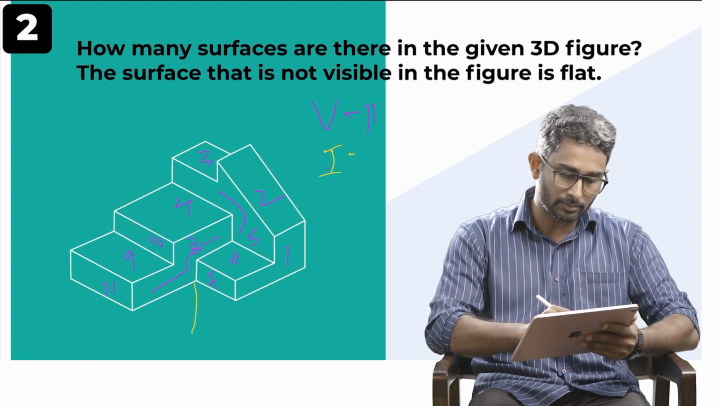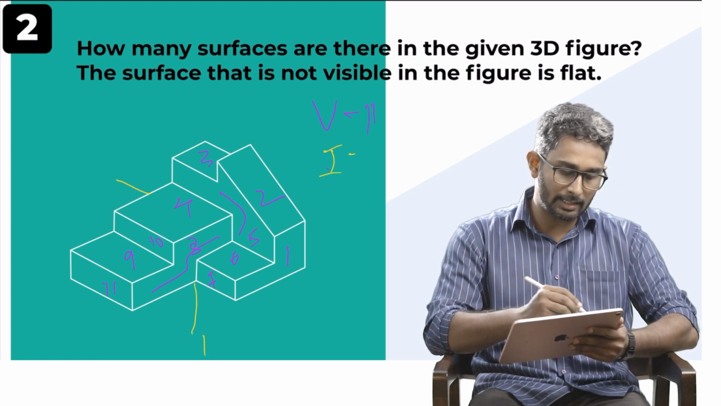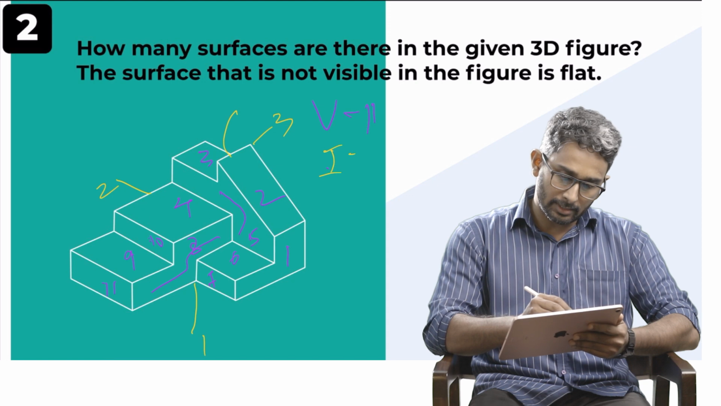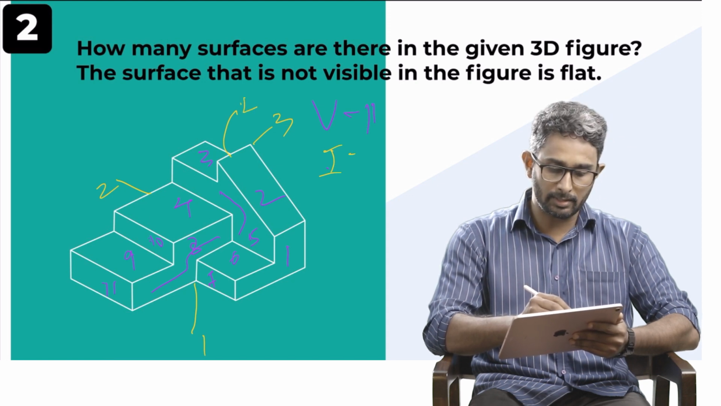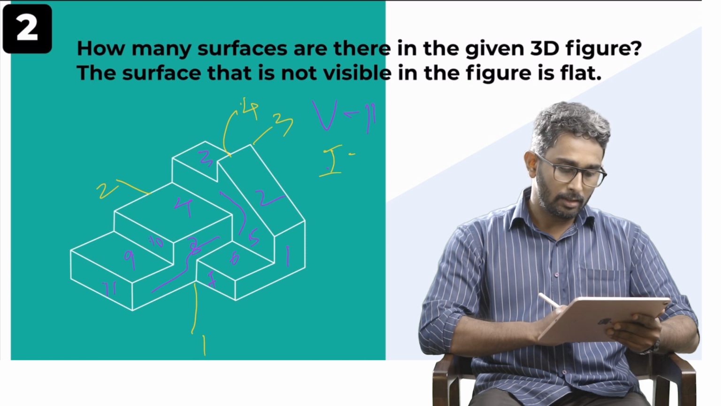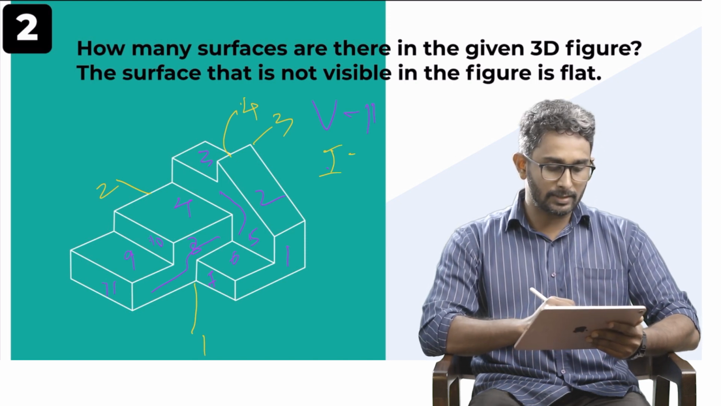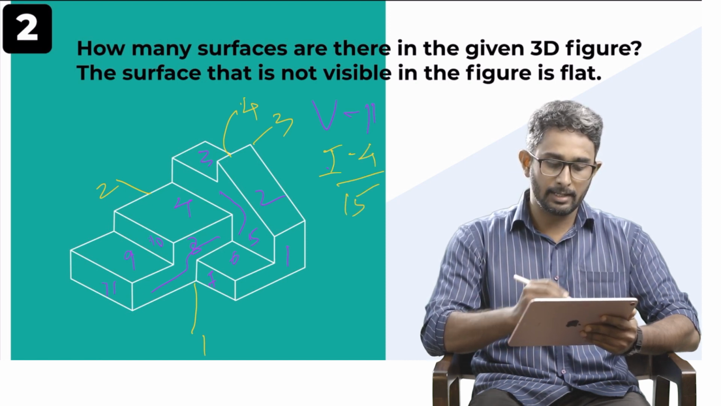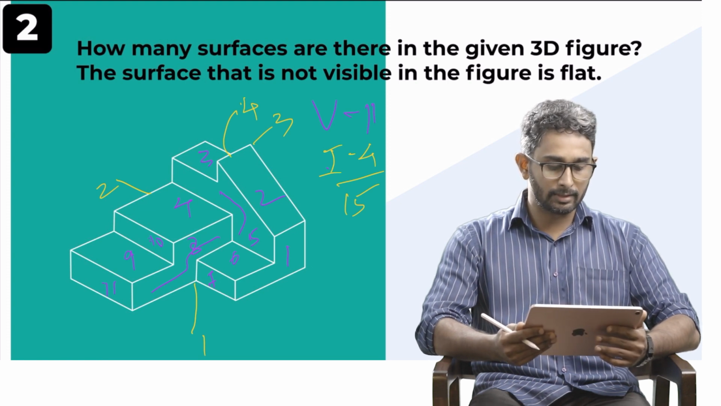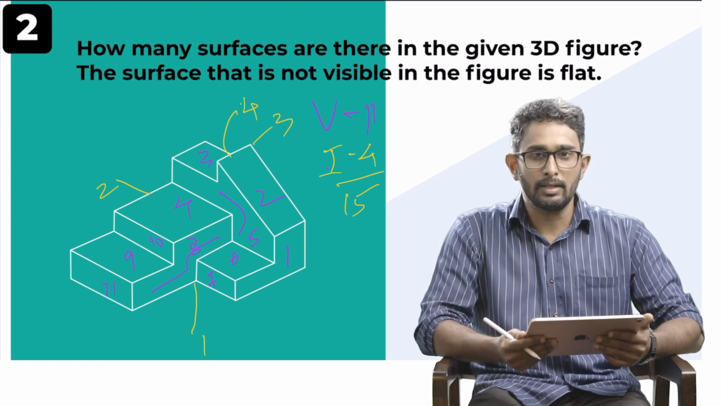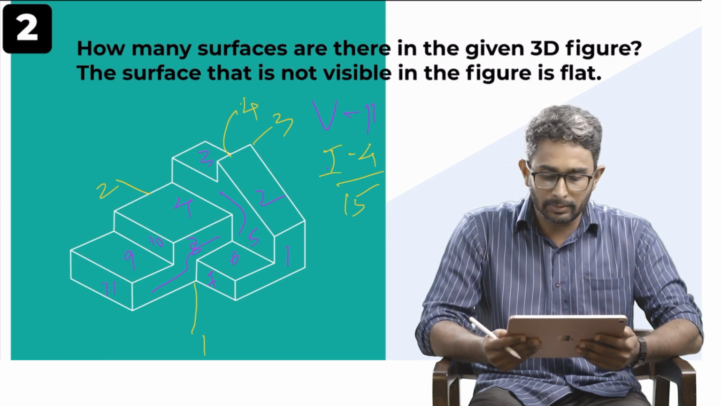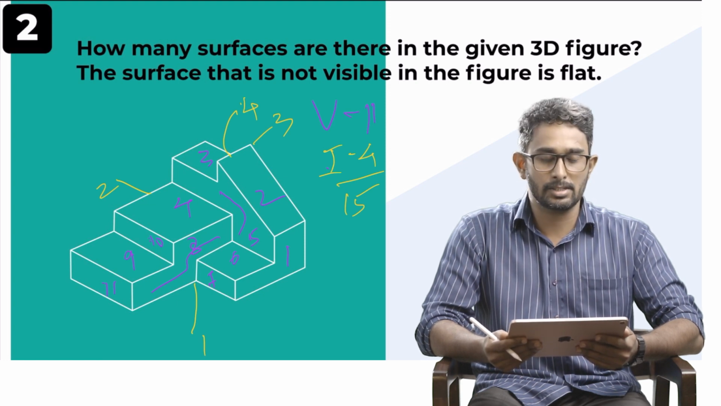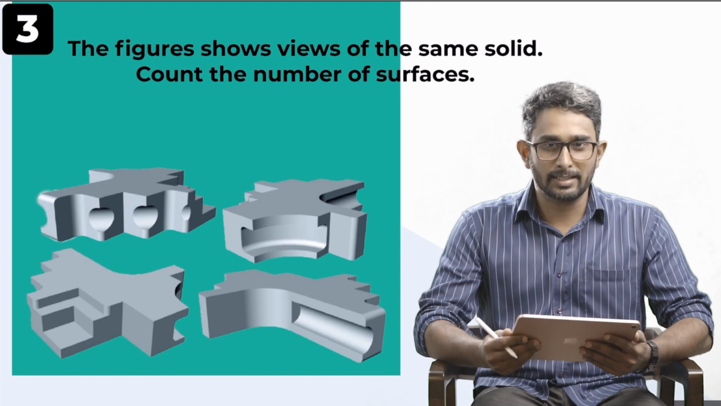Let's start with the bottom surface. Bottom surface, this is 1. Next, left side 2, back side 3, and this edge, the surface below this edge is also invisible. This is 4. Okay, I think there are 4 invisible surfaces in this given 3D figure. So totally we have 15 surfaces in this particular 3D figure. Like this, you have to count the number of surfaces on a given 3D figure. So this question is very simple, and these types of questions can be asked in NID examinations. Let's move on to the next question.